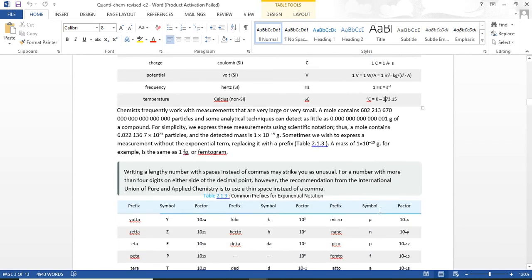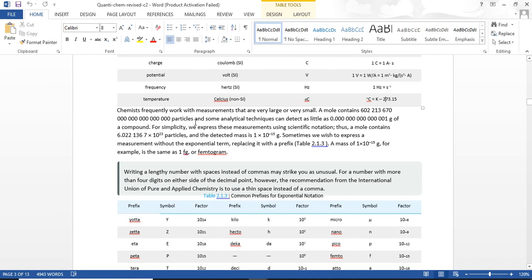Now, chemists frequently work with measurements that are very large or very small. A mole contains 602 billion trillion particles, that is 602,213,670 followed by zeros. Counting them: 1, 2, 3, 4, 5, 6, 7, so around 21 as the exponent in scientific notation.